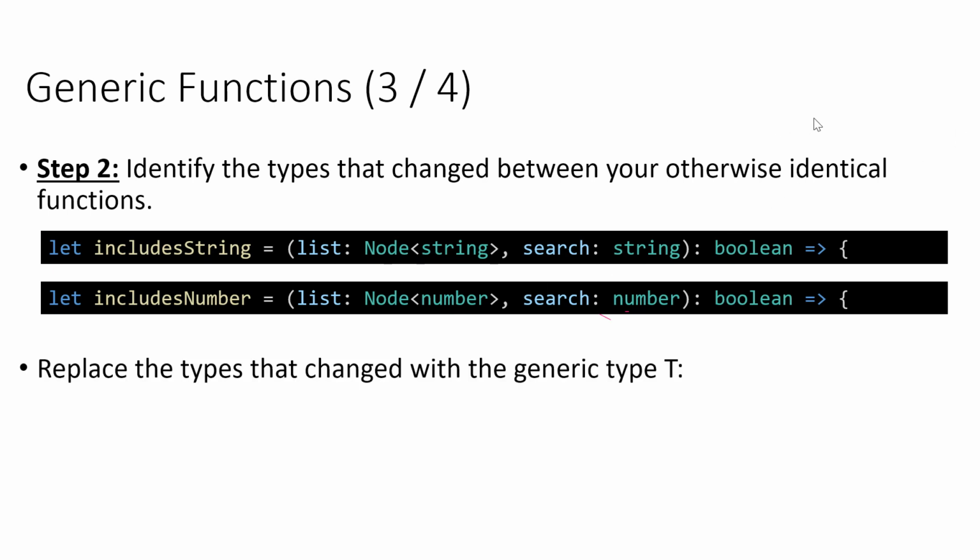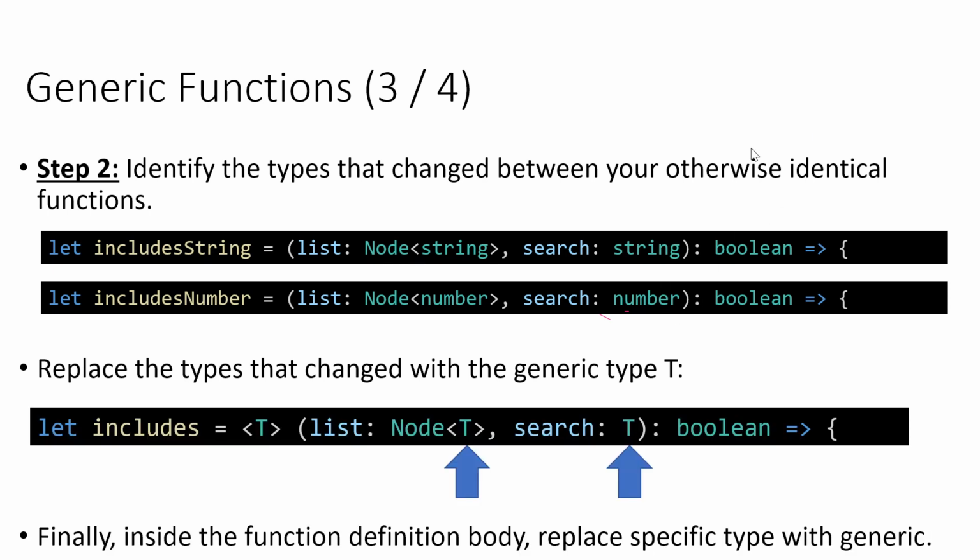So what we're going to do is replace those types that changed between those two definitions with T's, right? Now if we wanted to read this updated definition, what we're saying is includes is generic for any type T, and our first parameter is a list parameter where we're talking about a node of any type T, and that search parameter is also going to have to be of type T, right?